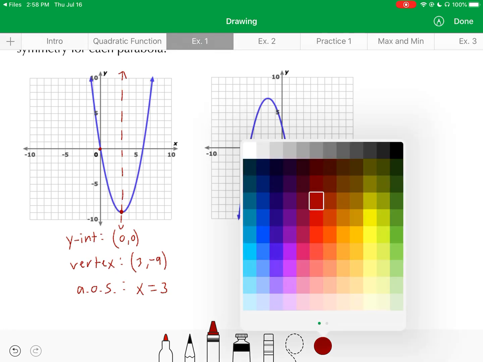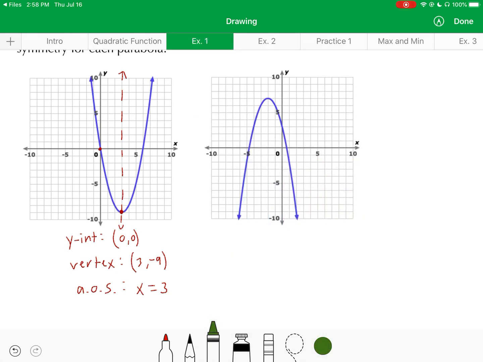Okay. All right, my second parabola is opening downward. It has a y-intercept at positive 3. That's the point 0, 3. The vertex is right here at negative 2, 7. And once again, your axis of symmetry has to be the vertical line that passes through that vertex. So this would have the equation of x equals negative 2.